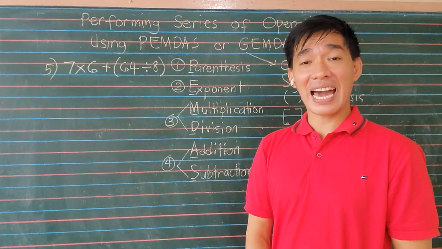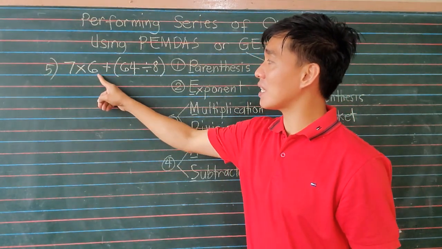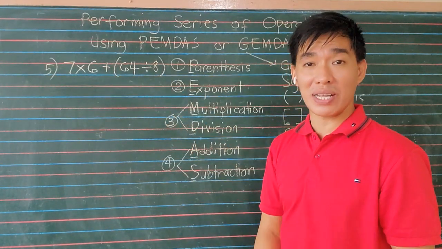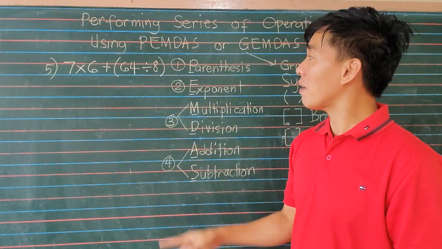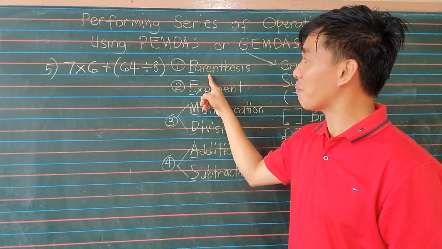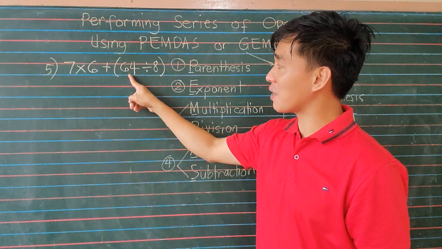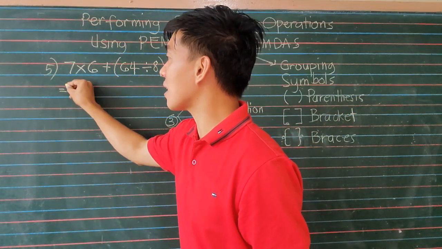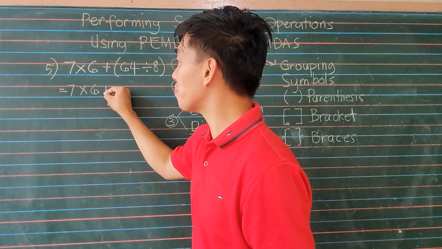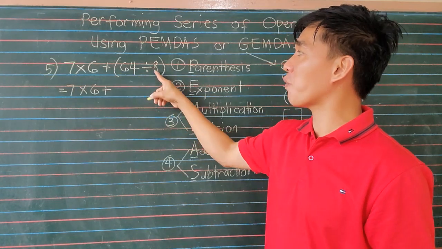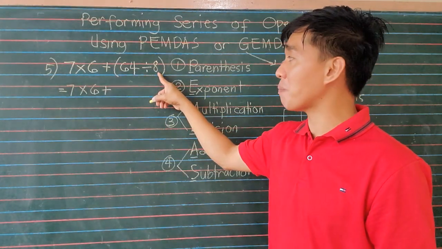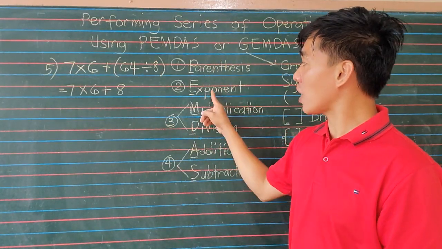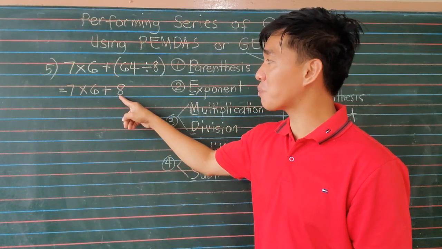For our last item, 7 times 6 plus the quantity of 64 divided by 8, closed quantity. Of course, we have to do first the numbers inside the parentheses, which is 64 divided by 8. So in this case, you just copy 7 times 6 plus the answer of 64 divided by 8, which is inside the parentheses, 8. After that one, check if you do have numbers with exponents.